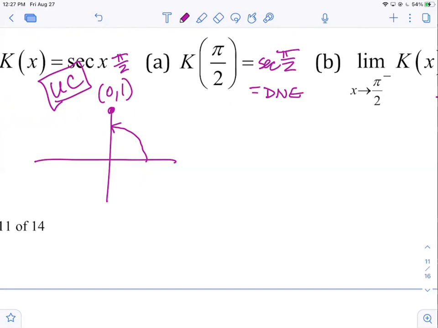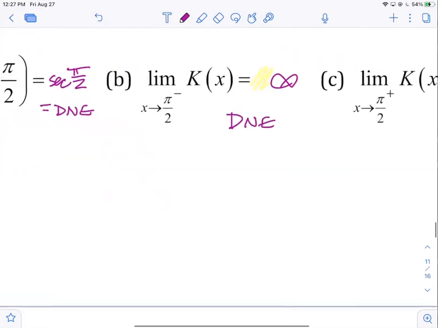Now, if you look just to the left of pi halves into quadrant 1, what's the sign of secant there in quadrant 1? Positive, right? Because cosine is the x, and secant would also be positive. Because x is positive in quadrant 1, so will the secant. And so this is positive infinity.